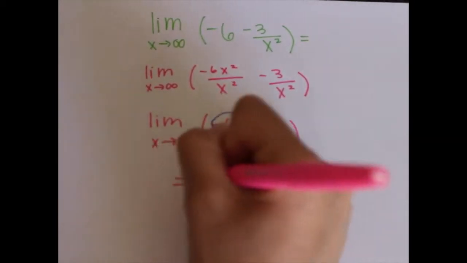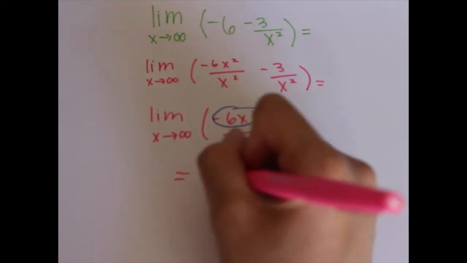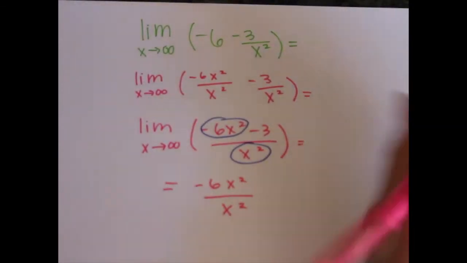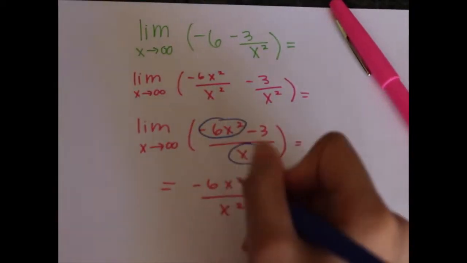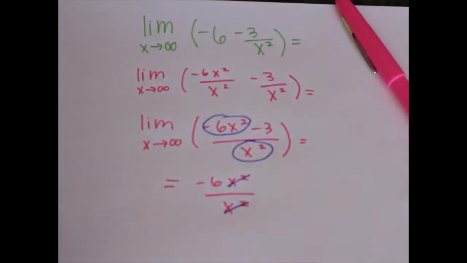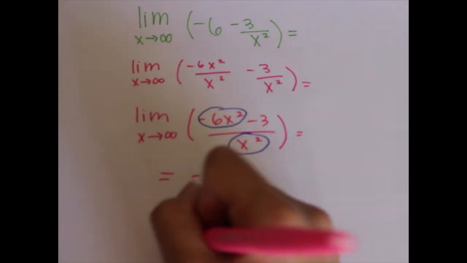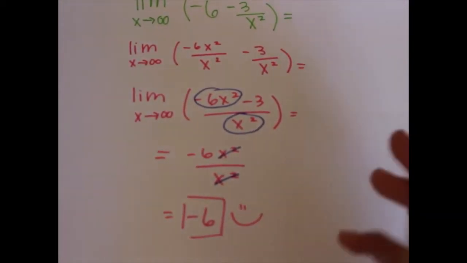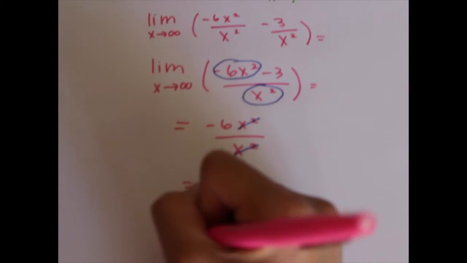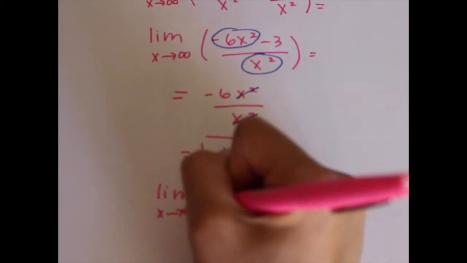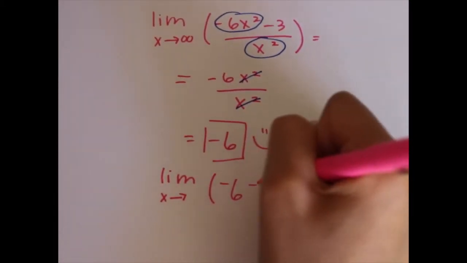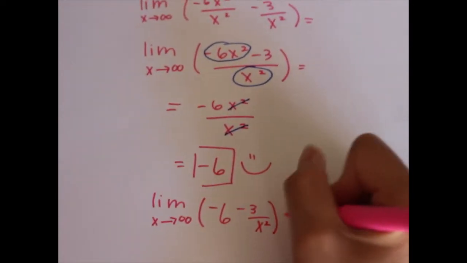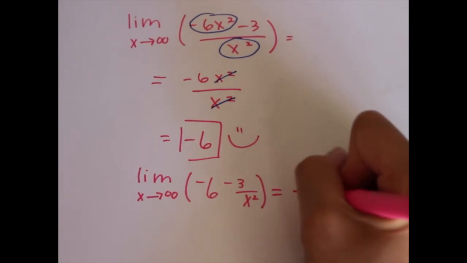And we will put them over each other. And then we simply simplify, so you can cancel out the x squared, and you get -6 as your answer. So as the limit of -6 minus 3 over x squared approaches infinity, it'll approach -6.